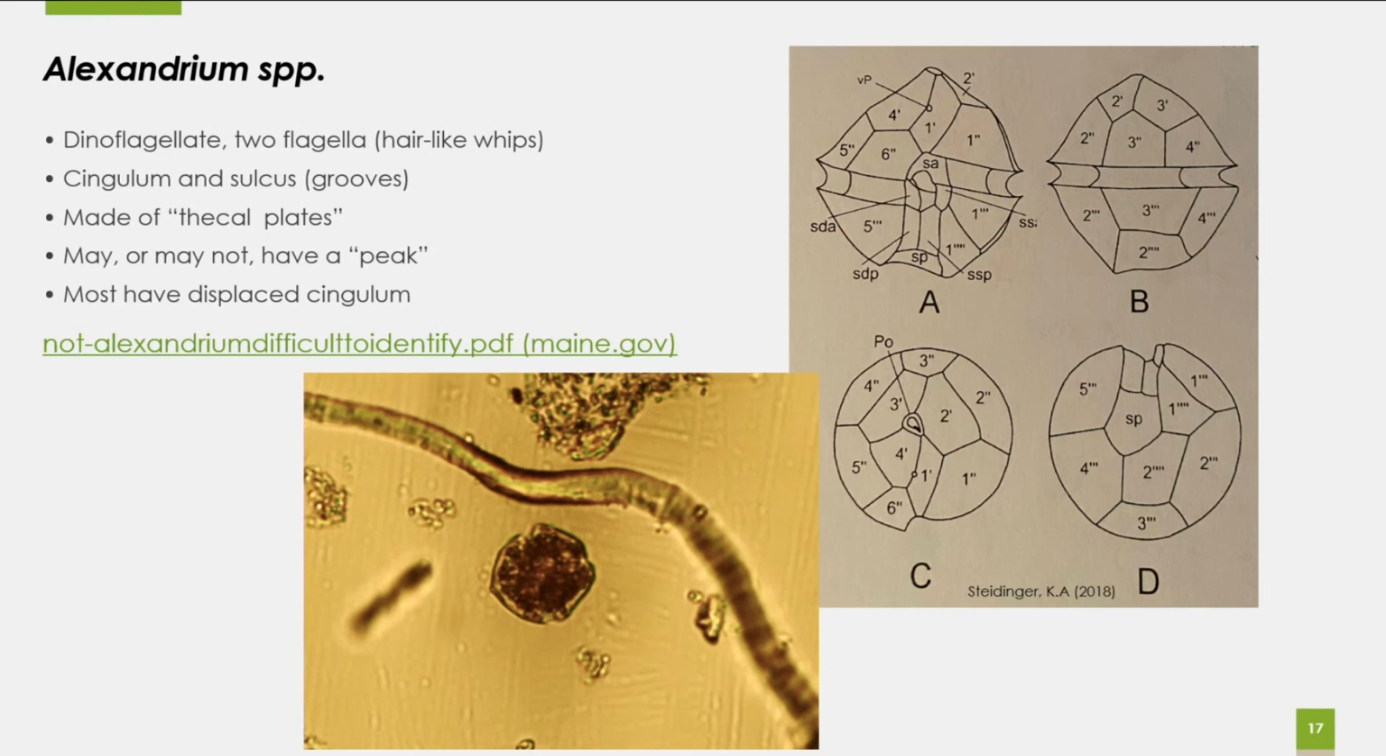They have what's called a cingulum and sulcus, which are essentially just these grooves. The cingulum is like a girdle, as you can imagine, that wraps around the middle of the cell. And then the sulcus is this part right here, which is like a deep groove. So you can even see in this image where the cingulum would be.